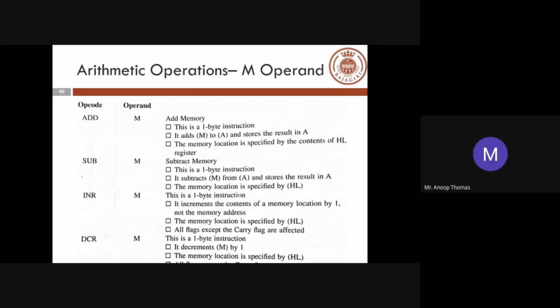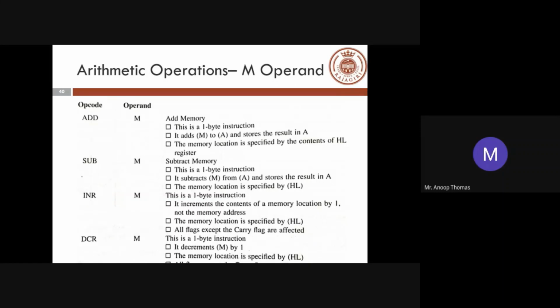Then you can also use memory as part of your operand. Instead of using a register, you can use memory. Again, you can go through and understand the difference. It's only that instead of a register, the operand is a memory. ADD M adds the contents of memory to A and stores the result in A. Again, the way in which it works will be the same.